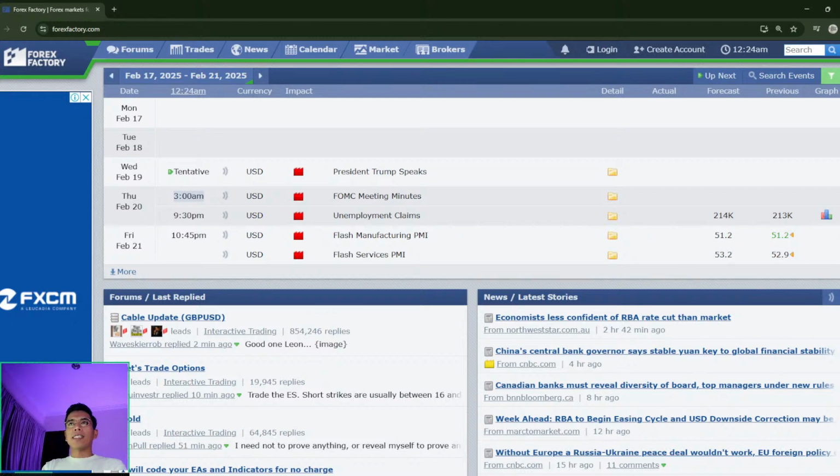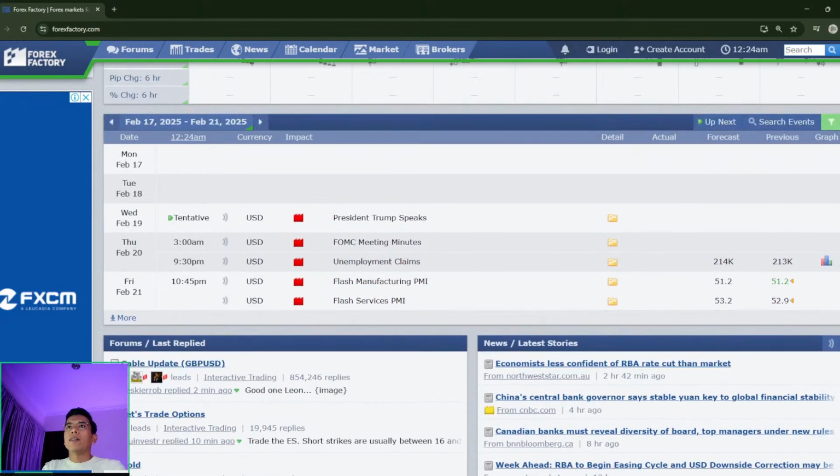Let's look at this economic calendar once again. Here we have 3 AM at my time, this is GMT plus 8. So at 3 AM on Thursday, we're going to have the FOMC meeting minutes, but this is not the FOMC release regarding the interest rate. This is just the meeting minutes. Sometimes it can give high volumes in the market, but sometimes it is just not going to give much impact to gold and also the dollar.